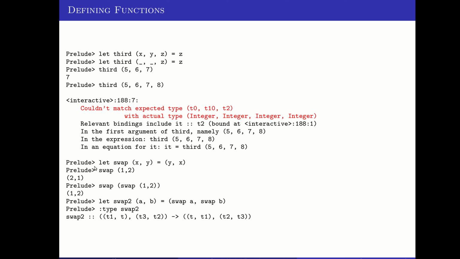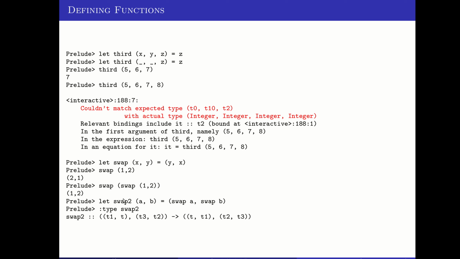So if we say to swap 1, 2, we get 2, 1. If we say to swap the result of swapping 1, 2, well, the inner swap turns it to 2, 1, and the outer swap turns it back to 1, 2. Here's a little more complicated one called swap 2.